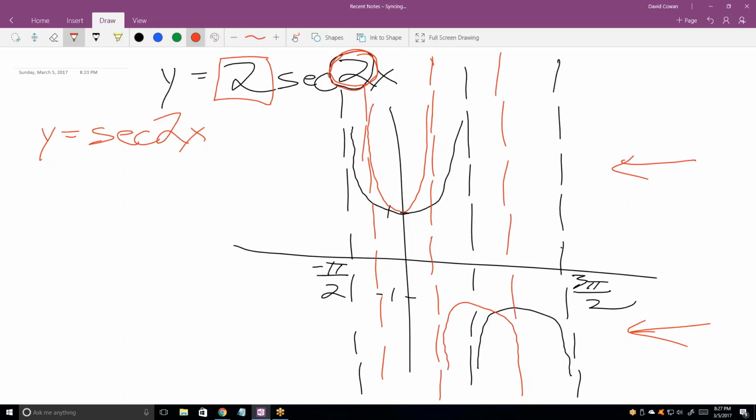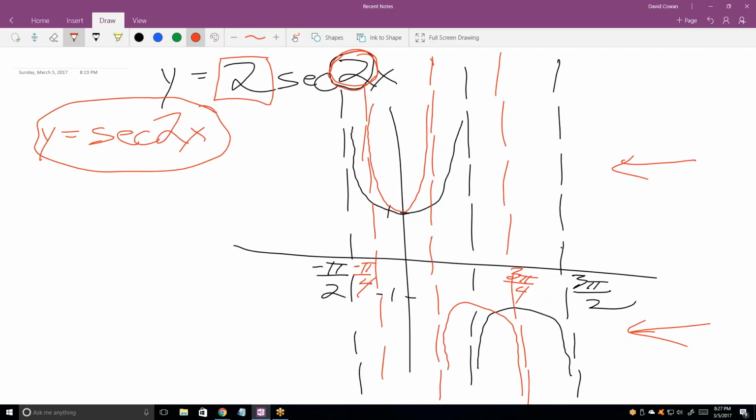In other words, my period is no longer 2 pi, my period is pi. I'm now going to go from minus pi over 4 to 3 pi over 4, which is a period of pi. So the red would represent secant of 2x.